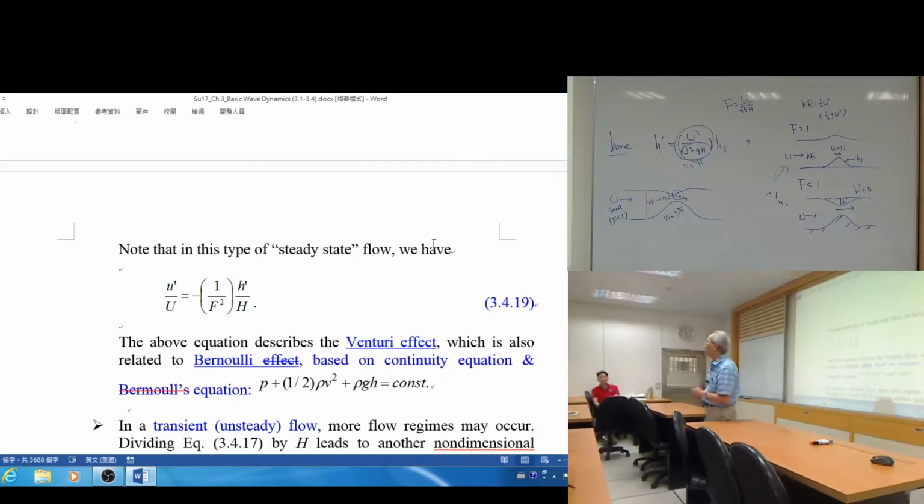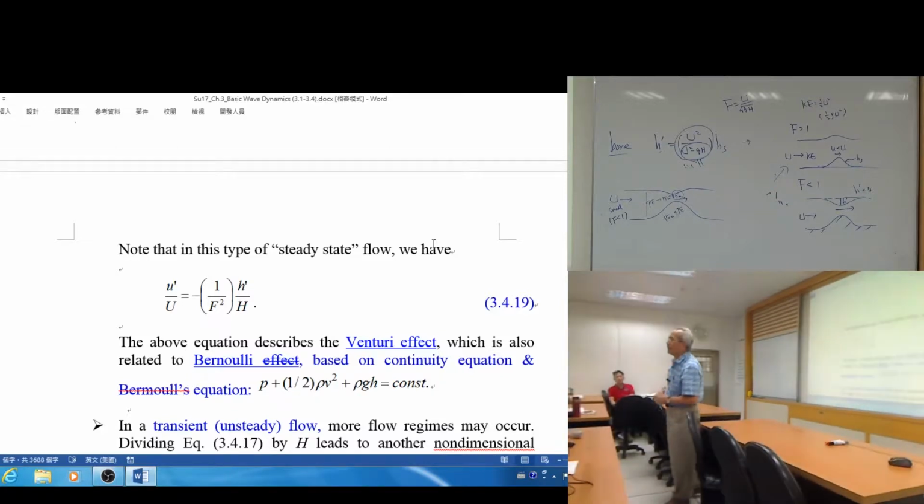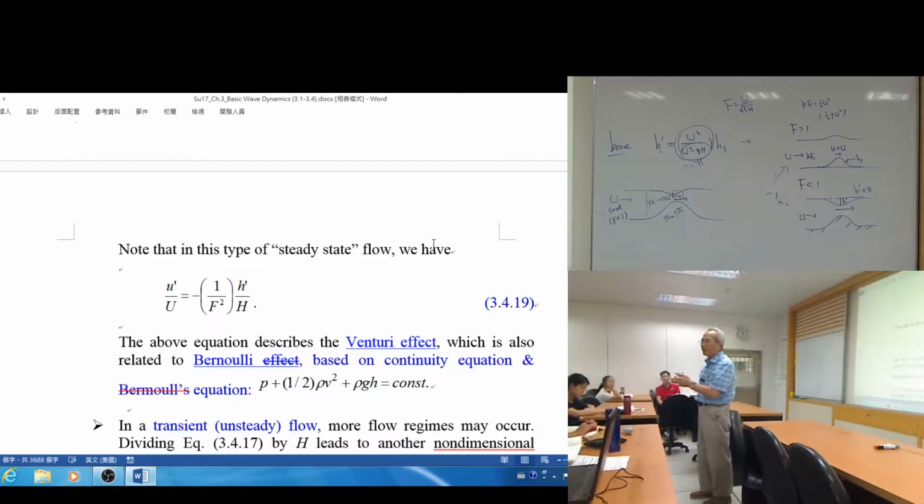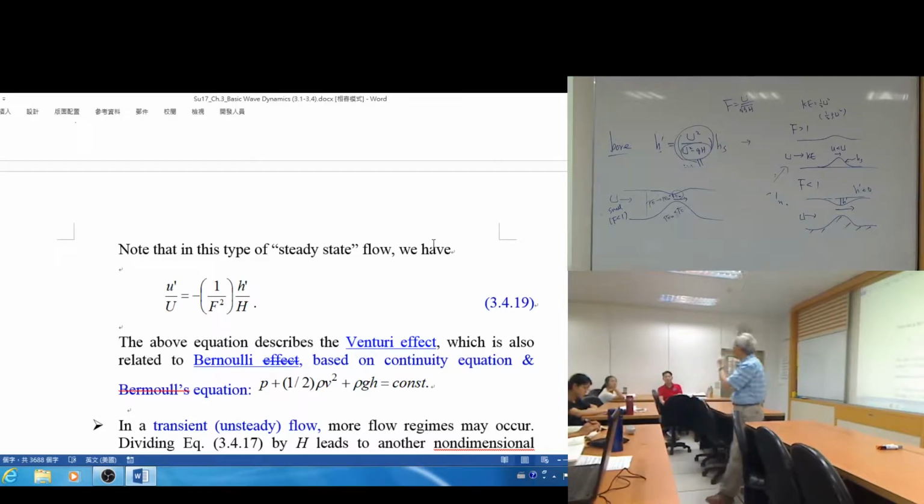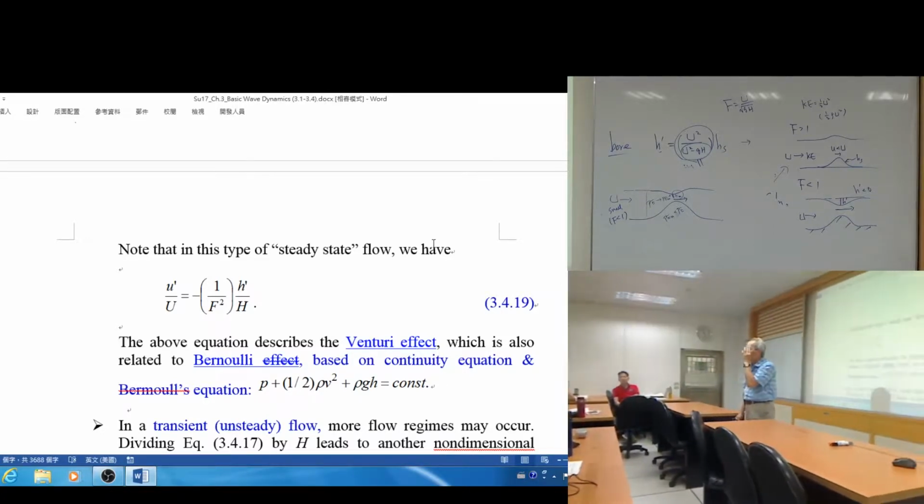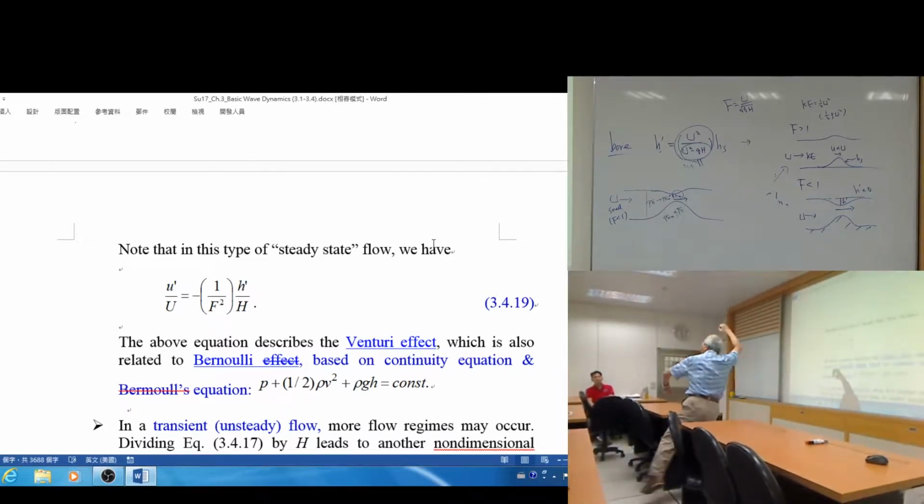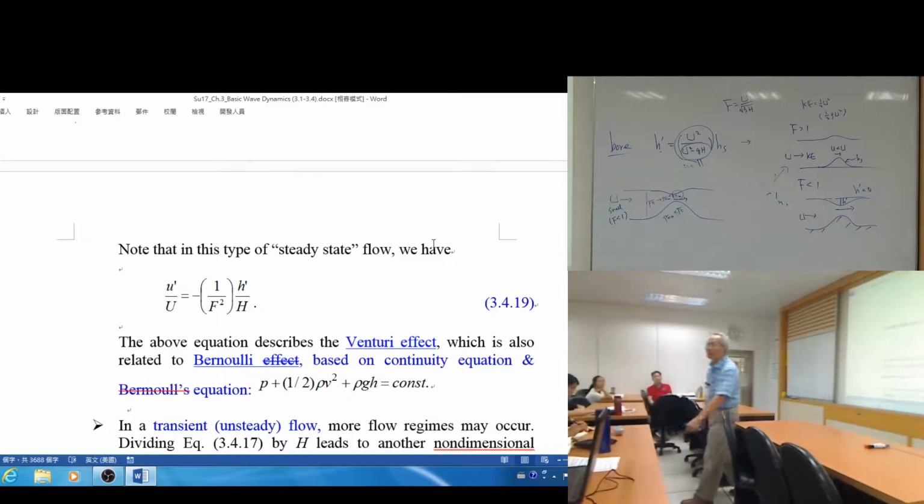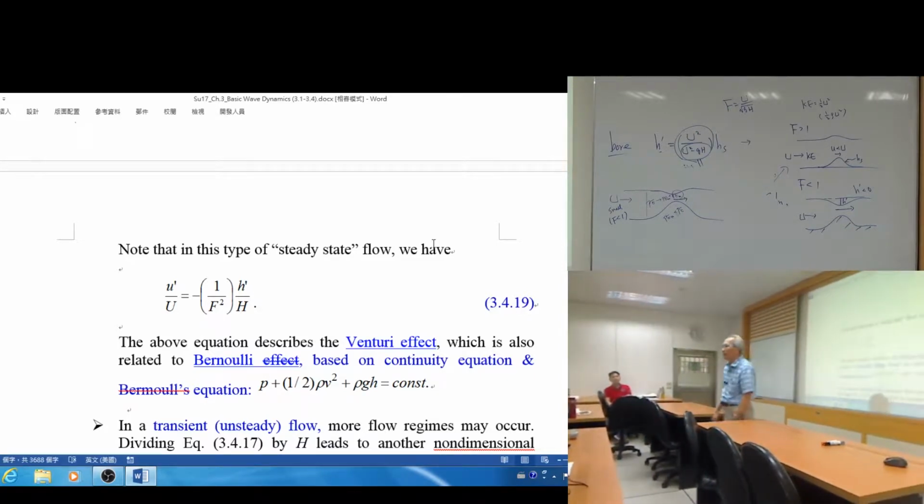Low pressure, and lower speed flow will have higher pressure. So that's what they do.